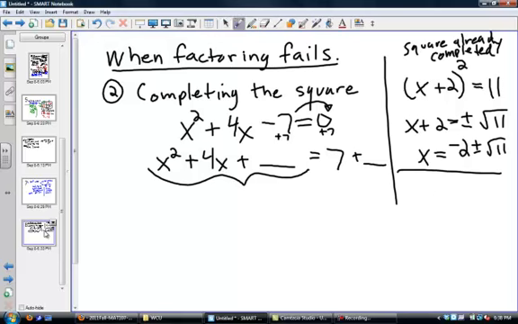x plus 2 times x plus 2. What is that? It's x squared. What's the middle term? There's a 2x and a 2x, so it's a 4x. And the last term, we get a 4.